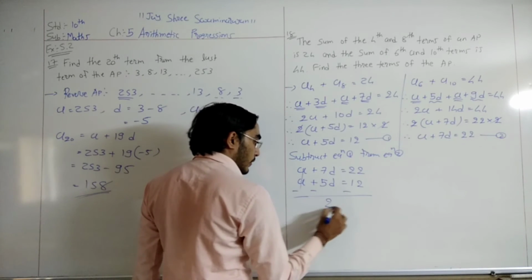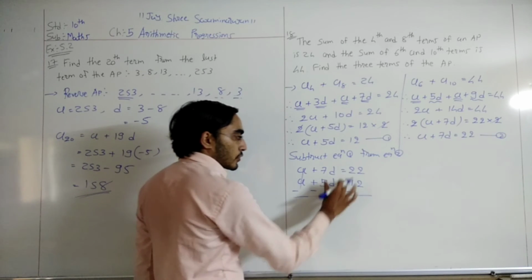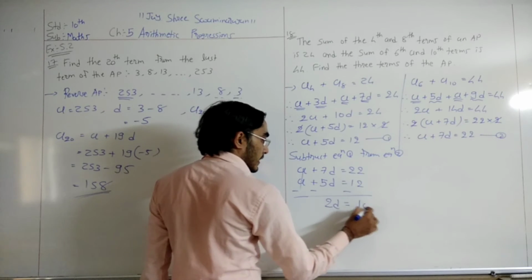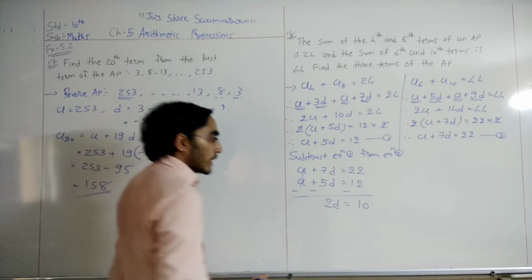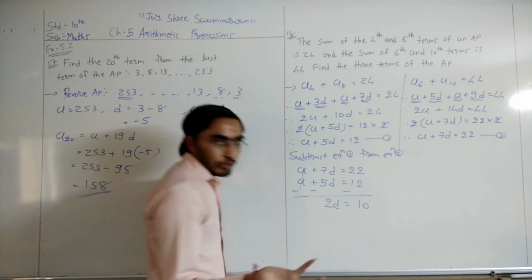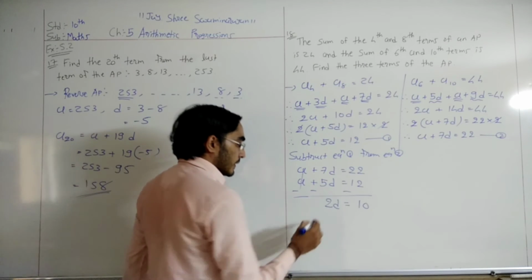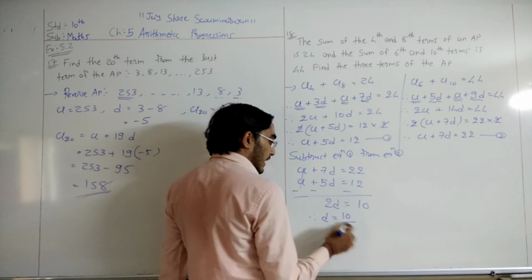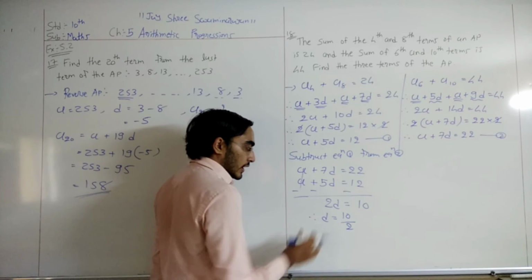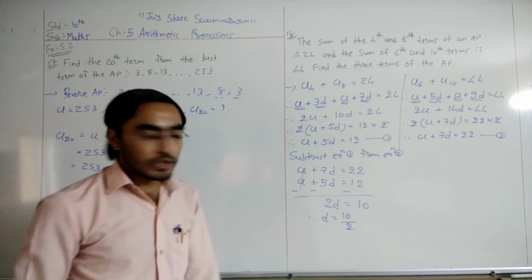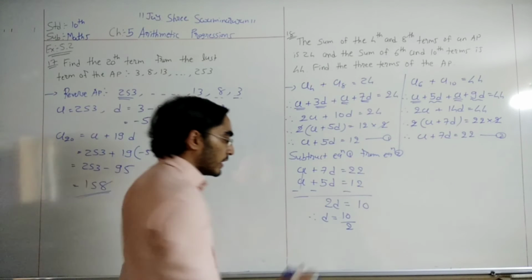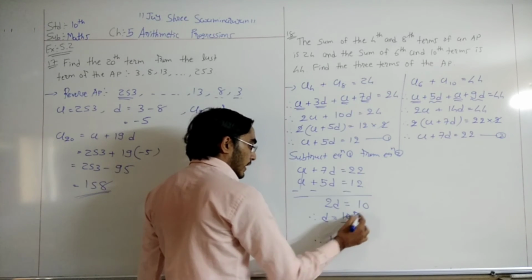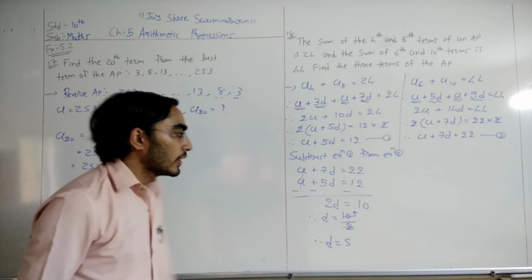Now 7d minus 5d is 2d, equal to 22 minus 12, which is 10. The bigger number has a positive sign. So 2d = 10. Now find the value of d. Transfer this 2 to the right-hand side. It is in multiplication, so on the right-hand side it goes to the denominator as division. So d = 10/2, 2 fives are 10, so d = 5.